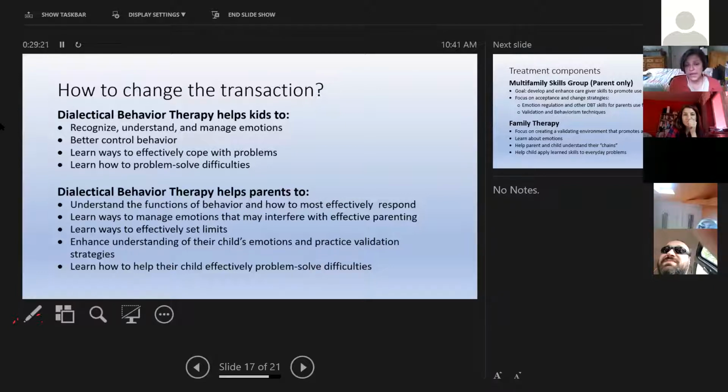We teach them how they can understand their child's emotion. If they really are seeing their child as an enigma, like, I don't understand the world in which my child lives emotionally, we want to help them. How do they understand that? Because if they understand that, then they'll be able to validate it, and so they can practice their validation strategies. And then, of course, how to help their child effectively problem solve difficulties. But that's after focusing on the validation and working on the emotional part with their child.